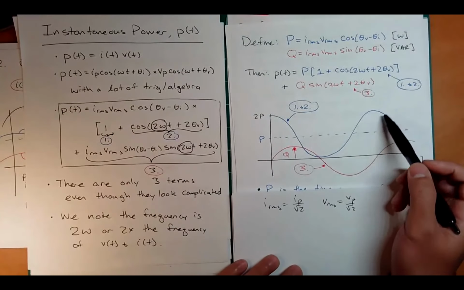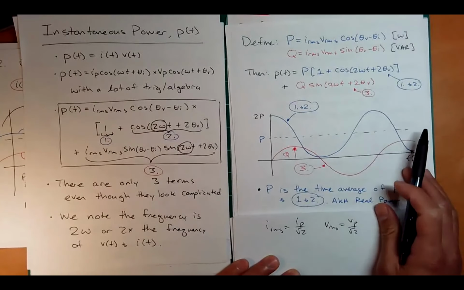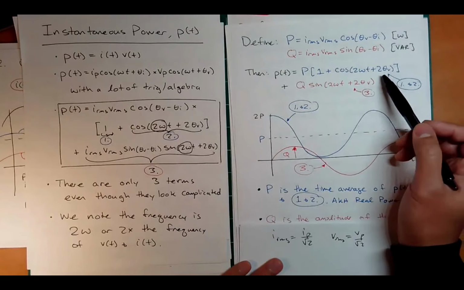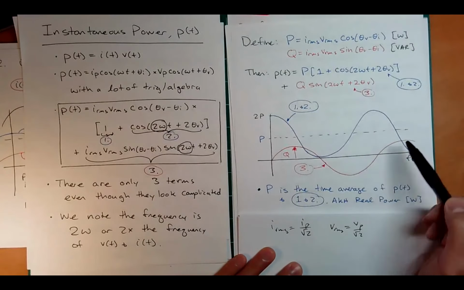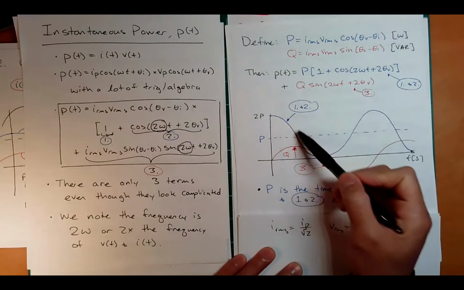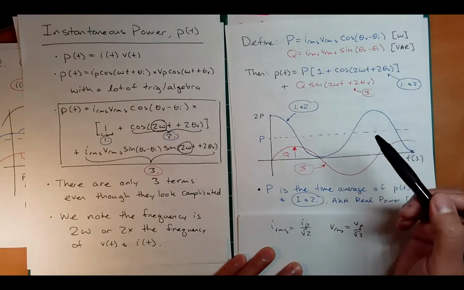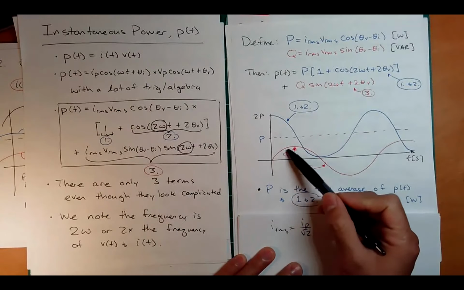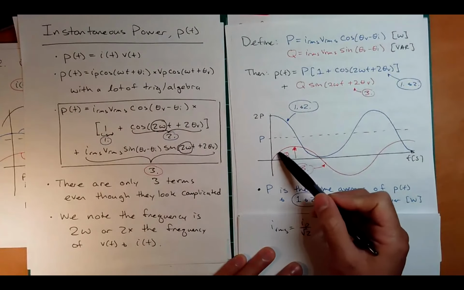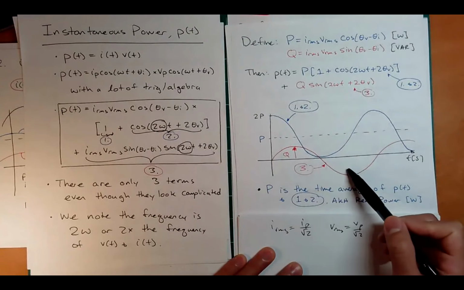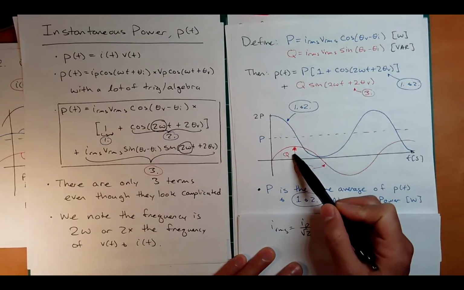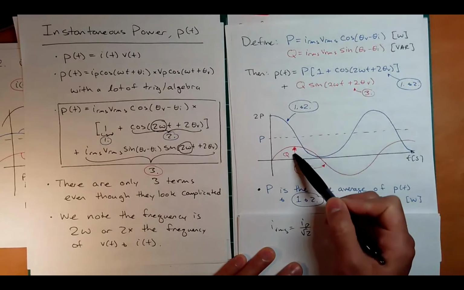We notice that terms 1 and 2 are always positive, right? It's not bouncing back and forth, right? What else do we know? Look at 3. It is perfectly bouncing positive and negative. And look, the amplitude of this bouncing power is Q.